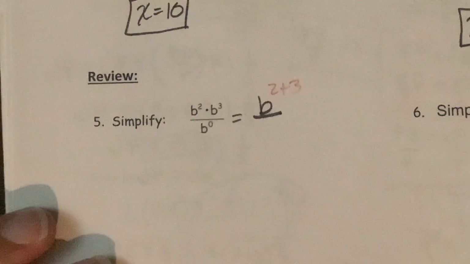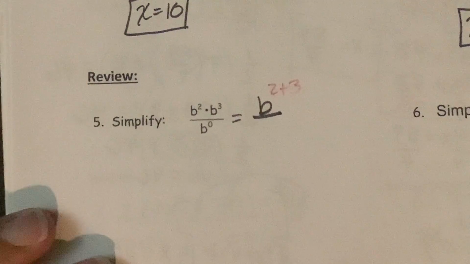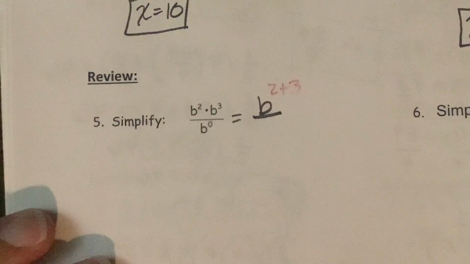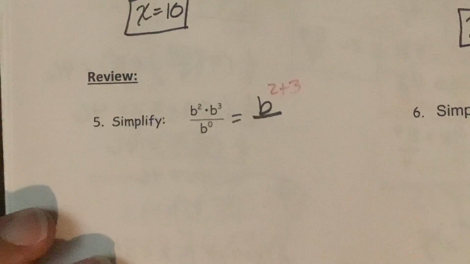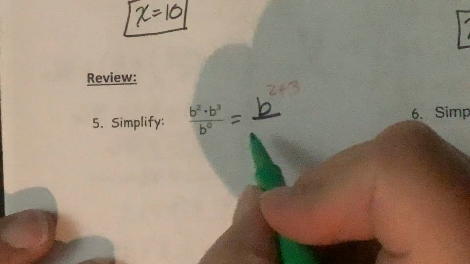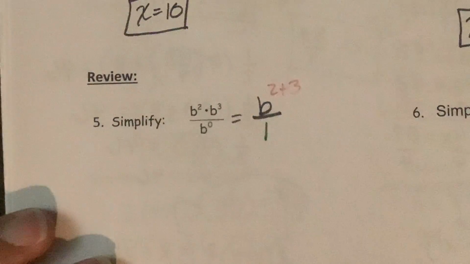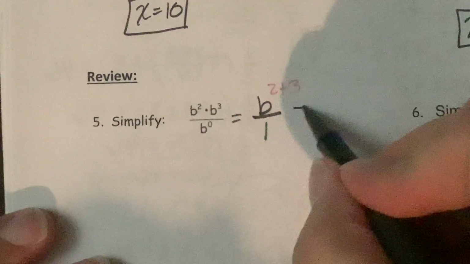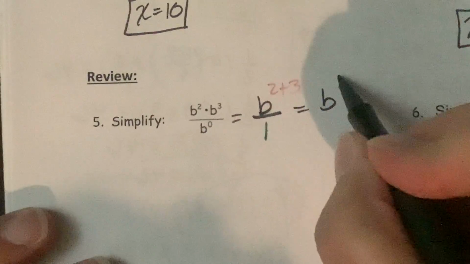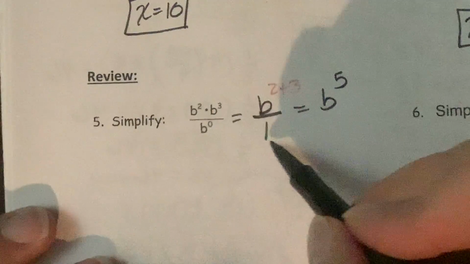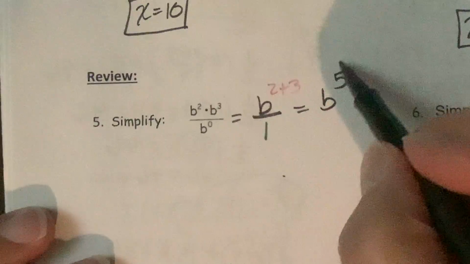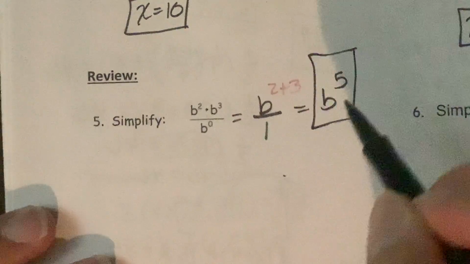But this is the important part. b to the 0 power. What is b to the 0 power? Well, b to the 0 power, last time I checked, was 1. So divide by 1. All right. Keep the base b. 2 plus 3 is 5. b to the 0 power is 1. Divide by 1 is b to the 5th power.